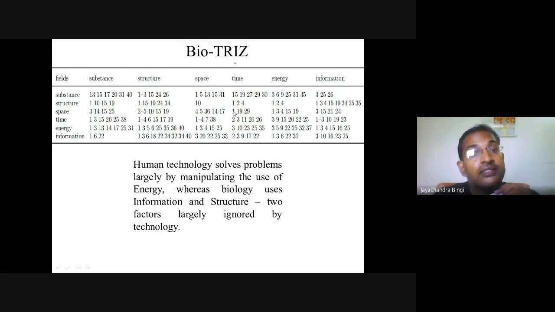Next, time means time. Don't think of what we usually call time. Time means the system's dynamics you have to understand. At t equal to 0, what is the system? At t equal to 1, what is the system? At t equal to 10, what is the system state? That you need to understand.